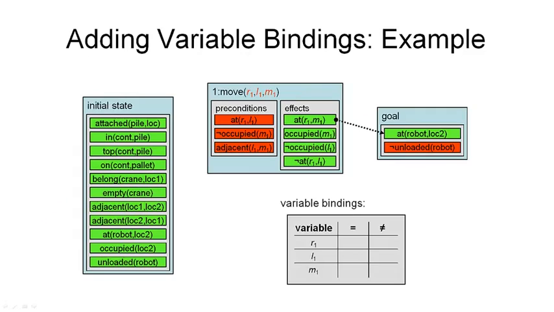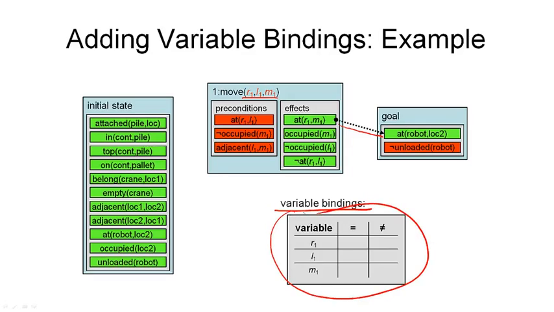And here is our example again. I've dropped the second action simply to save some space. So you remember we've introduced this causal link here from the effect to the goal condition to record that we've introduced this action to support this goal condition. Now with this action, of course, we've also introduced a new set of variables R1, L1 and M1, moving the robot R1 from location L1 to location M1. And initially our variable bindings were all empty.